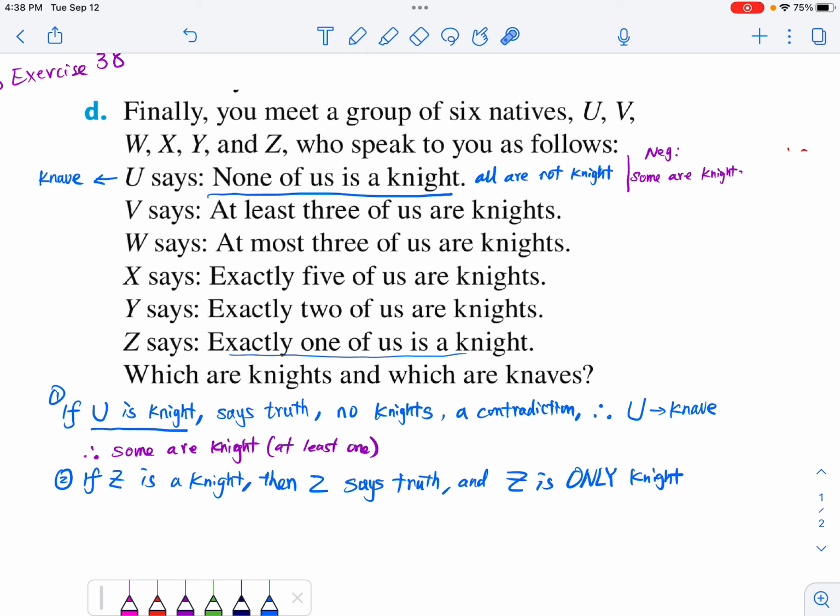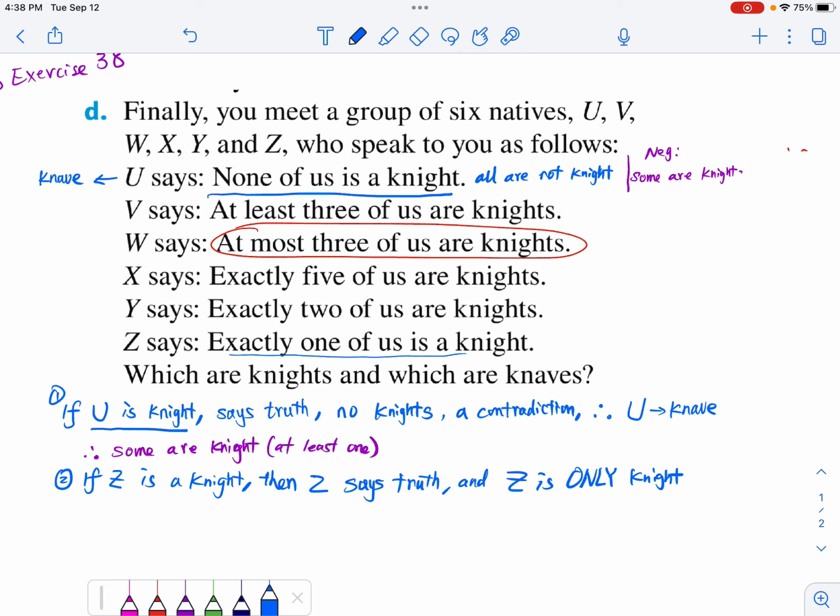Let's continue to read. W says at most 3 of us are knights. You have to somehow get familiar with each statement. Do you feel like at most 3, when there's only one knight, is also a true statement? At most 3 means 3, 2, 1, or 0. So when there's one knight, certainly at most 3 of us are knights. This is a true statement.